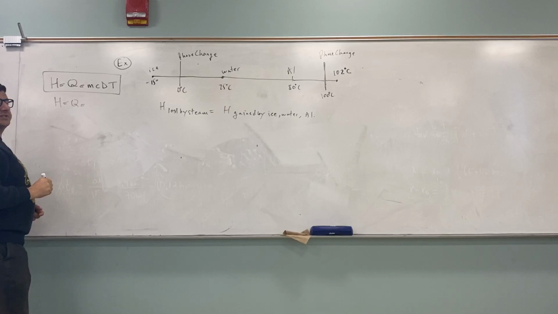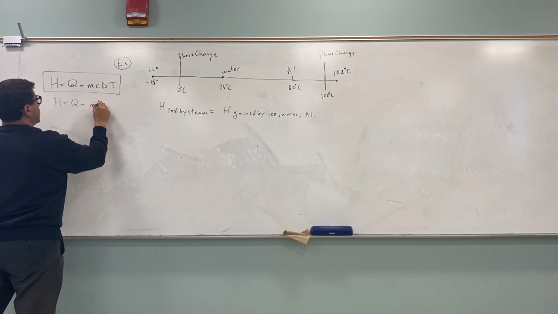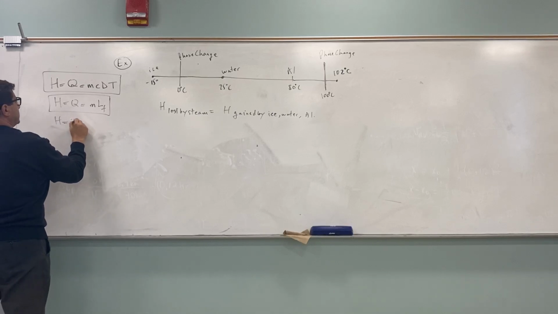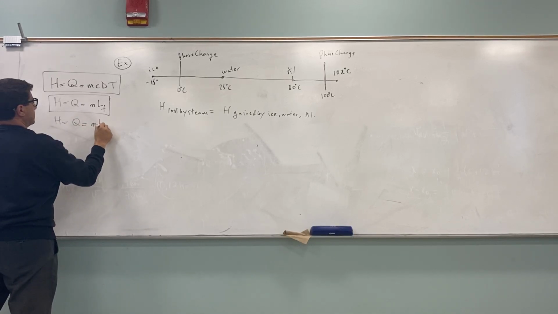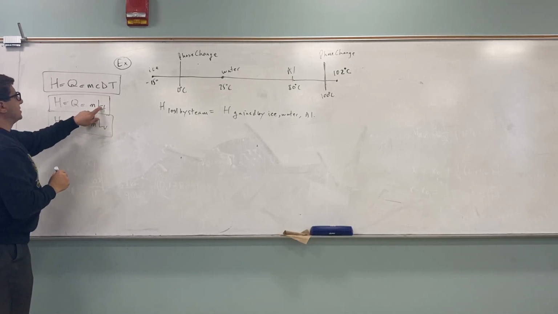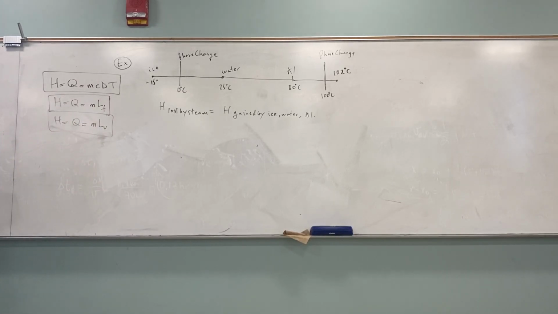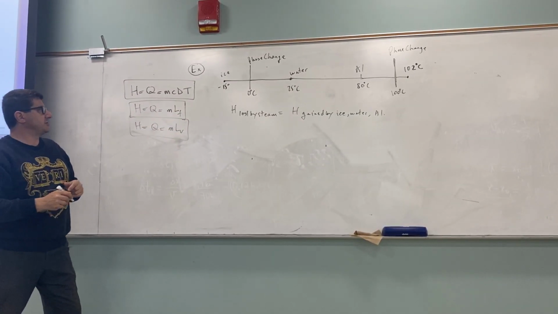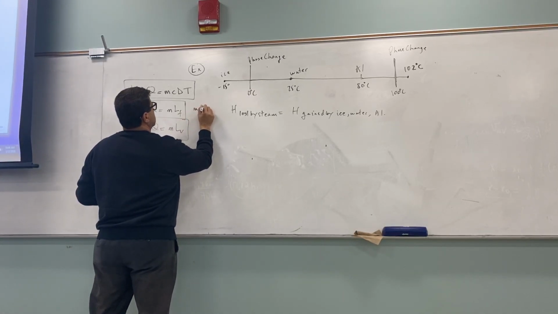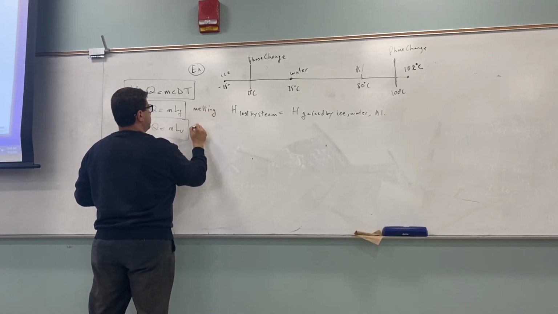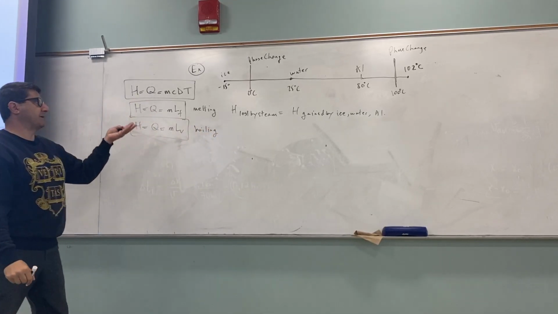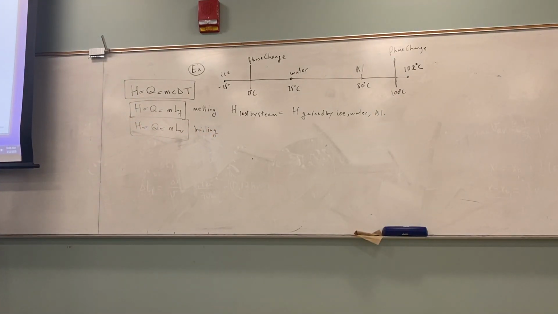And then for when something melts, we write down M L_F for melting. And then the other one is for boiling. So this means heat of fusion, and then heat of vaporization. So this is melting, and then this is boiling. And of course, the opposite of melting is freezing, and the opposite of boiling is condensation.